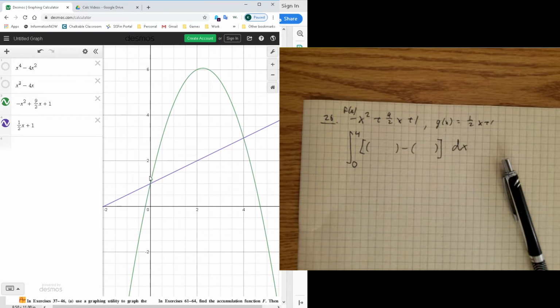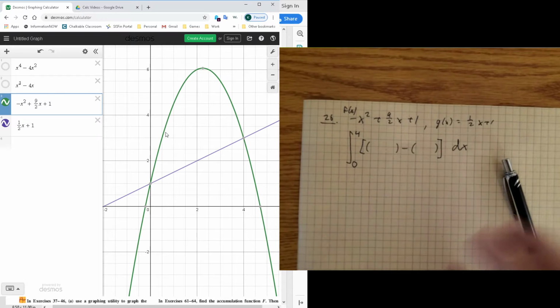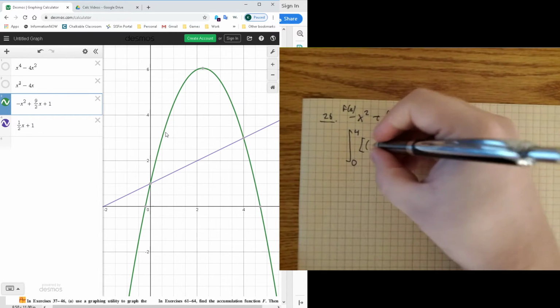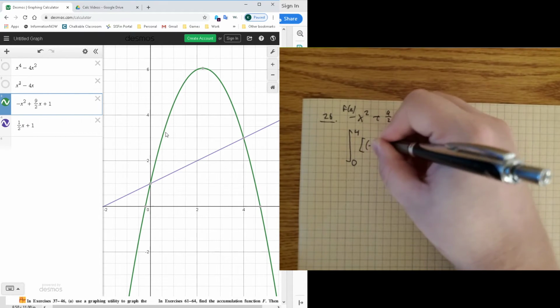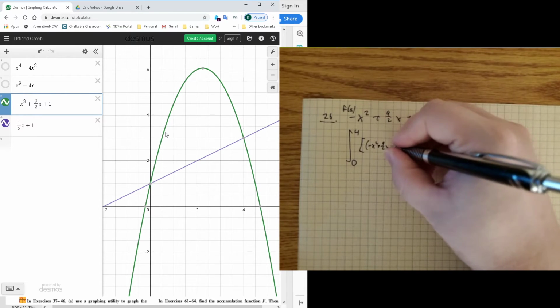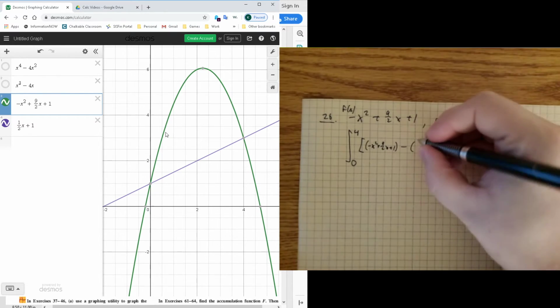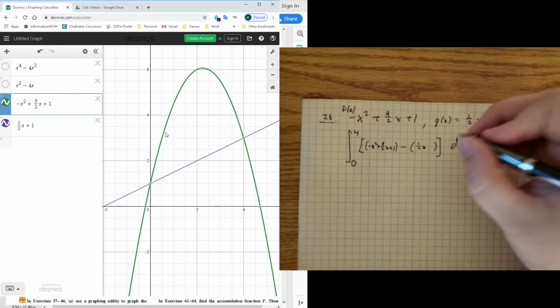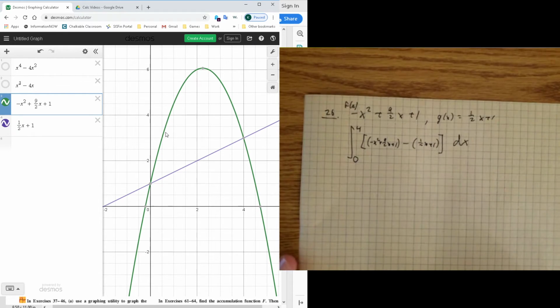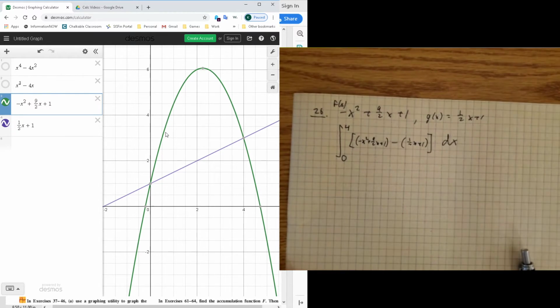And so it turns out this little space is the only space we're dealing with. It's this little space between this green curve and this purple curve. The green curve is our negative x squared plus 9 over 2x plus 1. And this other one is 1/2 x plus 1. Okay. So, like before, I recommend always simplify first.